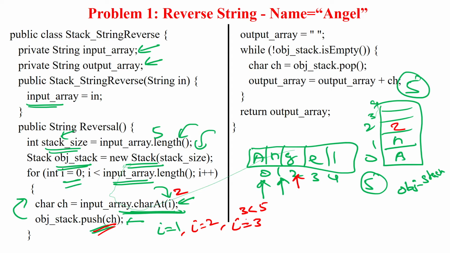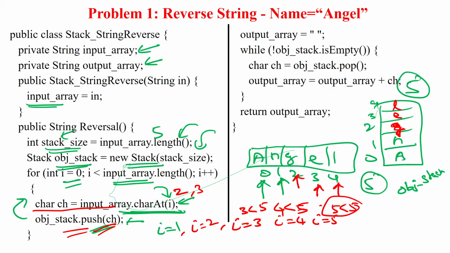Okay, so now we are reading the third location, which has E, so E is written here, so here is G, here is G, right? Then i is incremented, i equals 4, so 4 is less than 5, then the fourth location is read from the statement and pushed into the stack, so L is pushed into the stack. Now iteration number 5, 5 less than 5 is false, so it comes out of the loop.